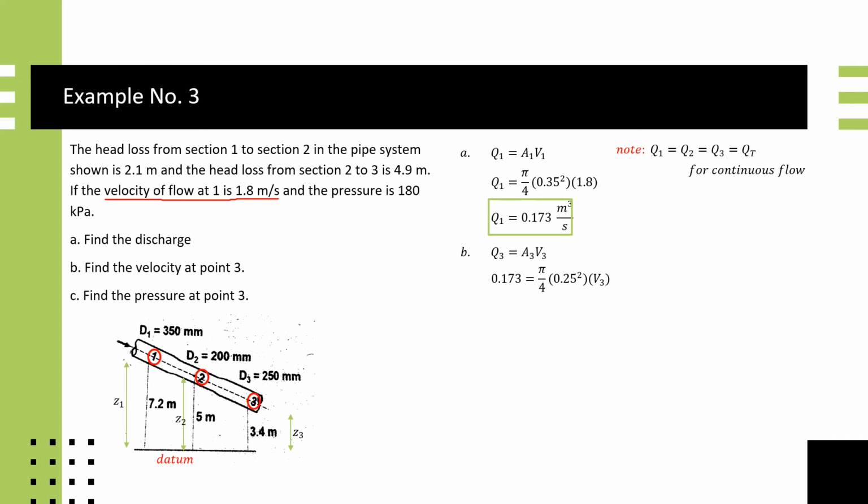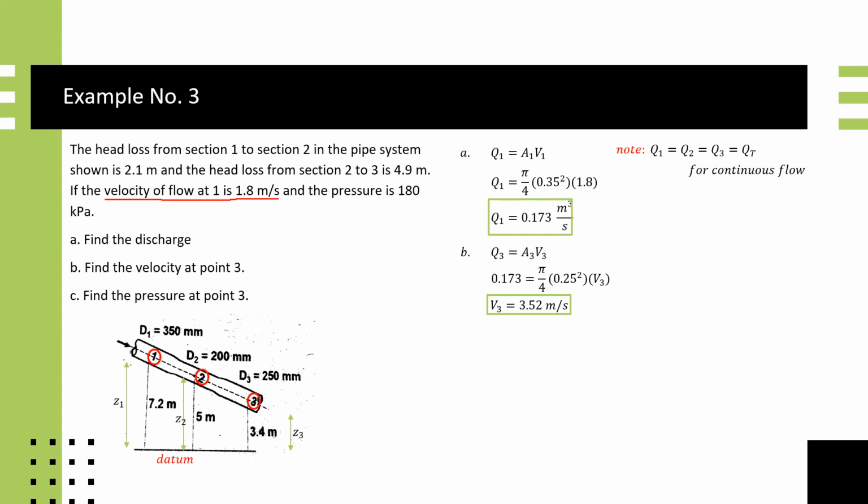Q3 is 0.173, pi over 4 times 0.25, ang ating diameter sa point 3. At ang hinahanap natin is V3. So, V3 is equal to 3.52 meters per second. That's your final answer in letter B. So, next is letter C na tayo.